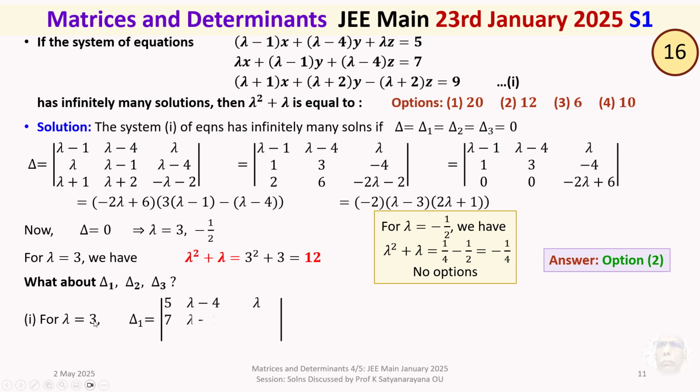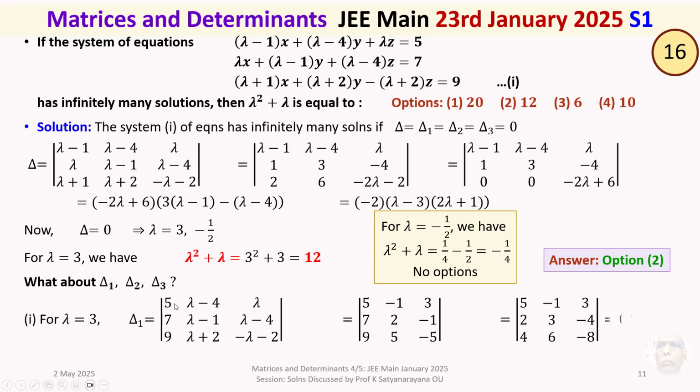For lambda is equal to 3, delta 1, the first row is replaced by the values 5, 7, 9 and the remaining is same as in delta. And put the value of lambda is equal to 3 now. 3 minus 4 minus 1, 3, 3 minus 1, 2, 3 minus 4 minus 1, 3 plus 2, 5, minus 3 minus 2 minus 5. Now make an elementary row transformation. That is R2 is R2 minus R1. Then you will get 2, 3 minus 4.